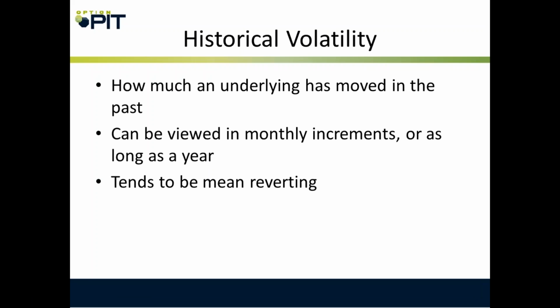So then you've got historical volatility. Historical volatility is how much an underlying has moved in the past, and we're talking bigger chunks. So 20 days, 60 days, the year, long term: how much do things move? Those are really the key. I can look at it in monthly increments or yearly. It really doesn't matter. I can look at them however I want, as long as I'm spending enough time really analyzing things and looking at what's going on.